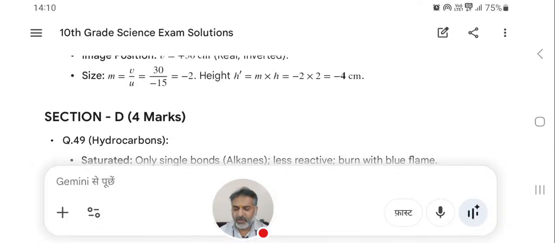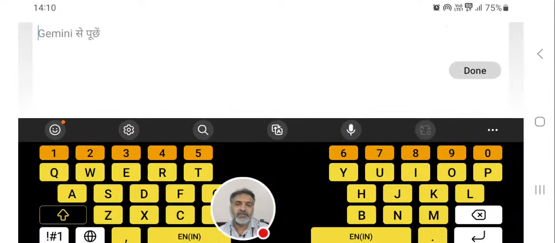Question number 46, explain the resistors in series connection.